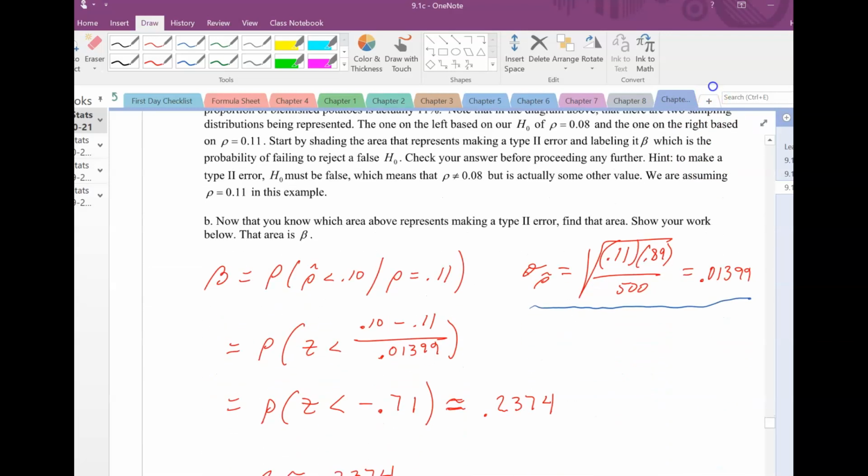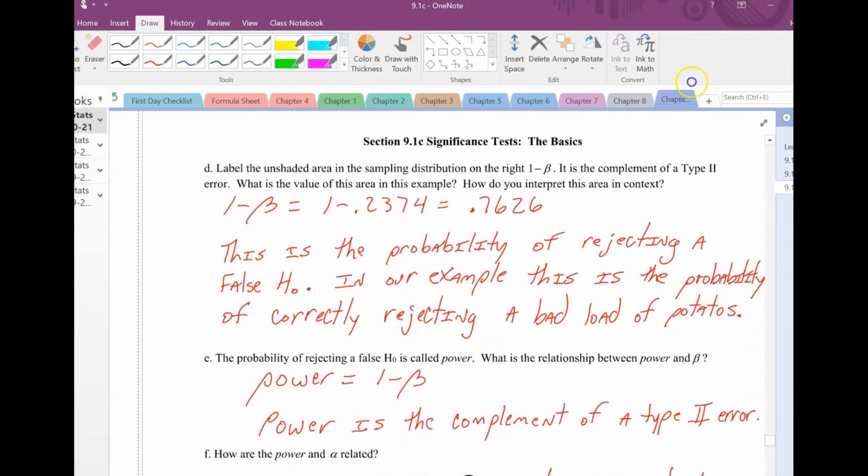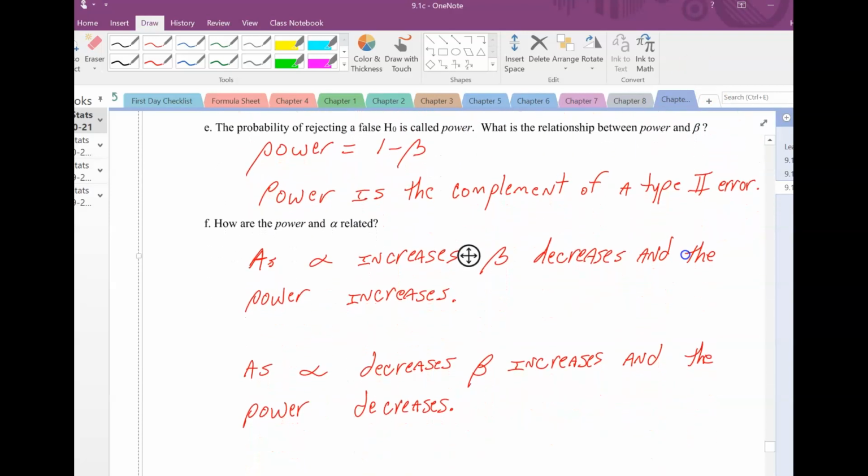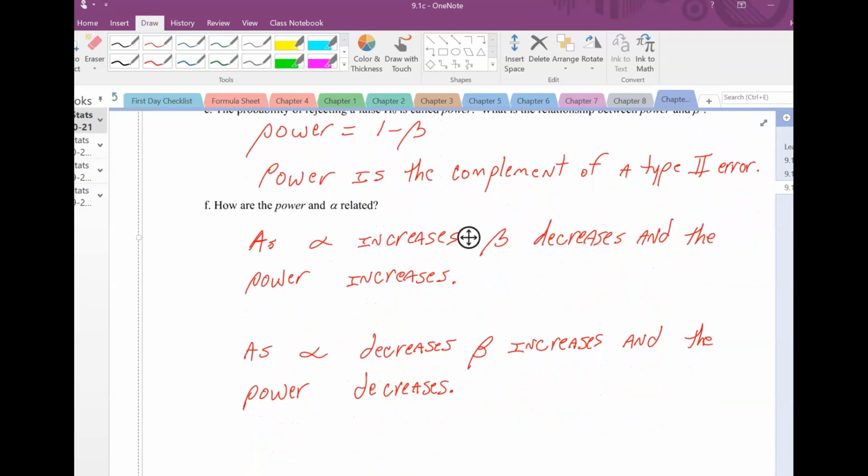So I'm going to go back to that question again, and you can read through it. As alpha increases, beta decreases, and the power increases. As alpha decreases, beta increases, and the power decreases. Alpha and power are generally doing the same thing. Beta is doing the opposite.